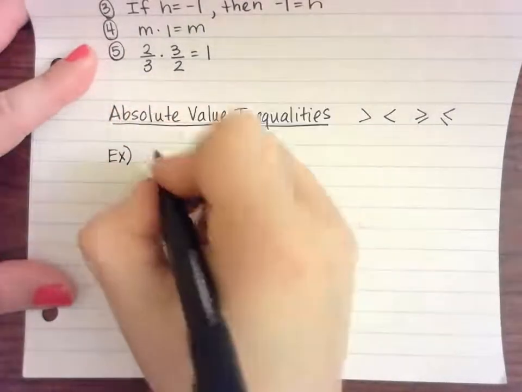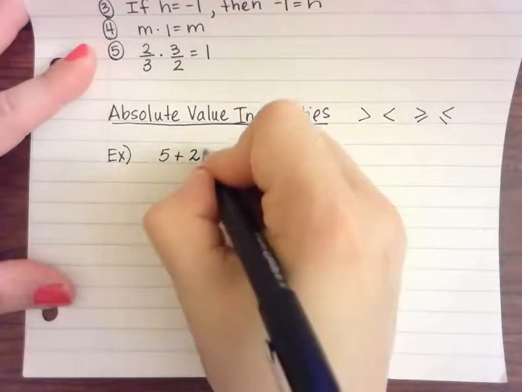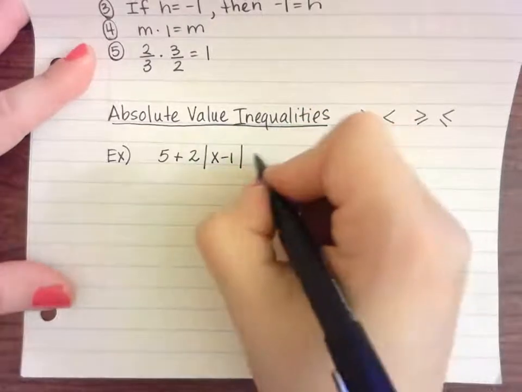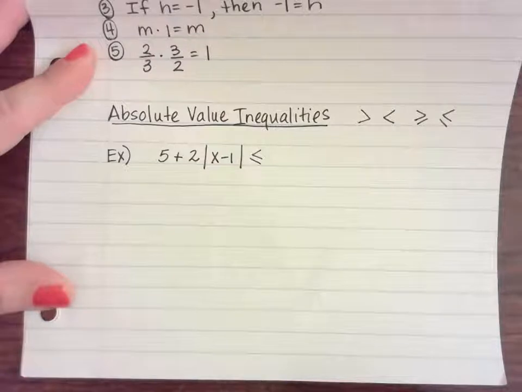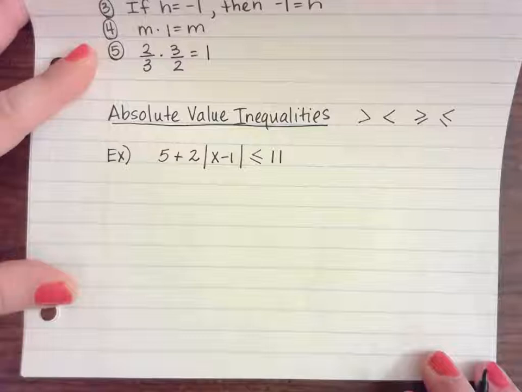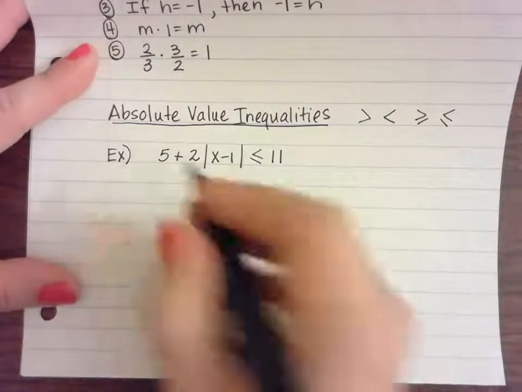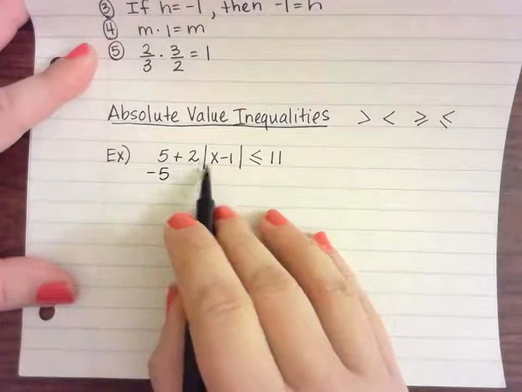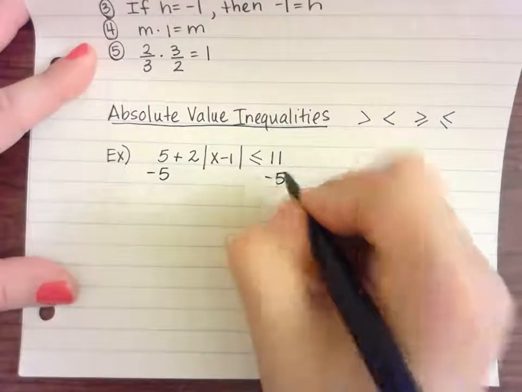Let's say you have 5 plus 2 times the absolute value of x minus 1. And let's make that less than or equal to, how about 11. Okay? So the first thing that we want to do is subtract 5. Do not add the 5 and the 2. Remember, this 2 is connected to this absolute value. So you want to subtract 5 from both sides.